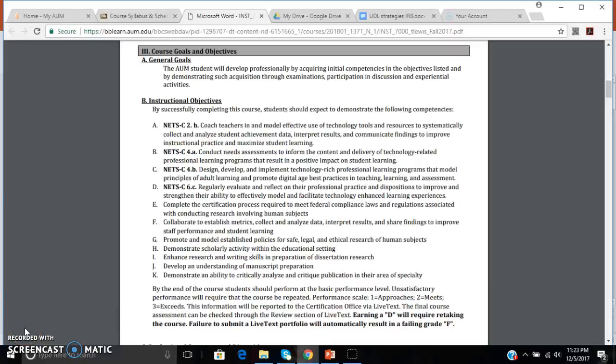Today, I will demonstrate my competency with the following standard. For Net C2H, coach teachers in and model effective use of technology tools and resources to systematically collect and analyze student achievement data, interpret results, and communicate findings to improve instructional practice and maximize student learning. Evidence will include my IRB, PowerPoint critiques, and my literature review.